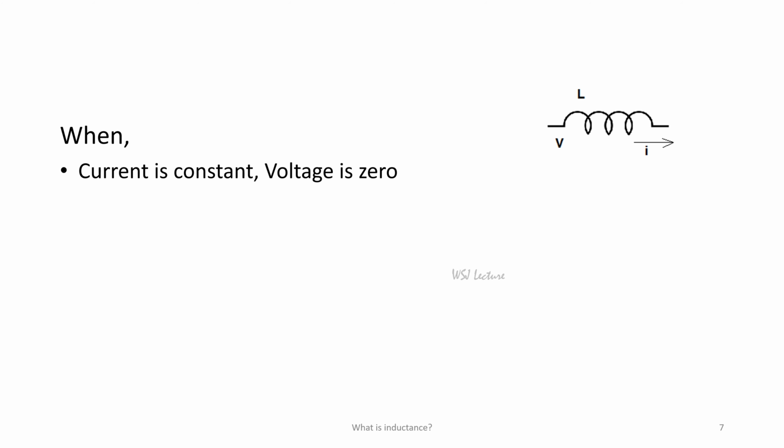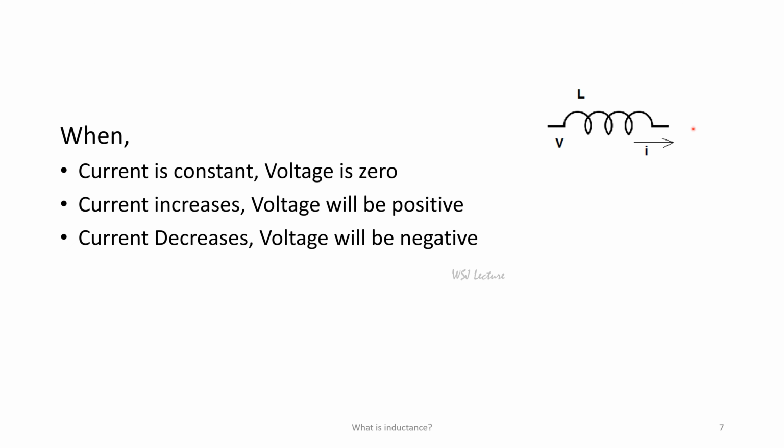In this inductor, when the current is constant, the voltage will be zero. That is, when the current flowing through this inductor is not varying with time, the voltage will be zero. And when the value of the current increases, the voltage will be positive. And when the current decreases, the voltage will be negative.